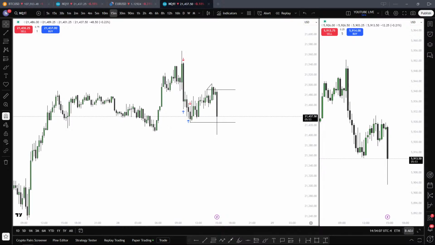SMT at 1 hour, 12 o'clock handle. London low is out. Just waiting for the reaction now. Yeah, those shorts are clean.